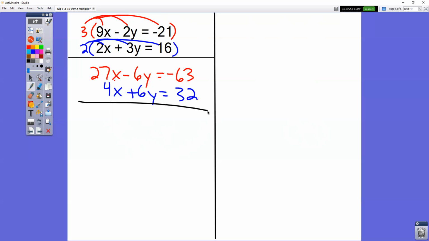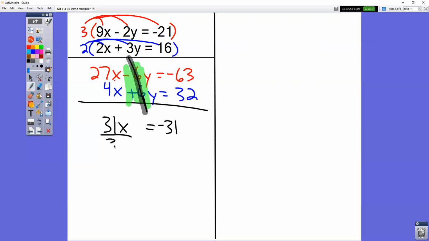All right, I have my opposites now. I have a positive 6y and a negative 6y. So all that I need to do is add going down, because now these will cancel out. 27 plus 4 is 31x. The y's canceled out, equals negative 63 plus 32, which is negative 31.